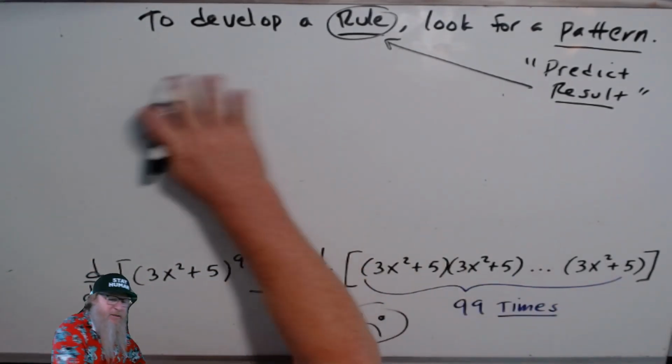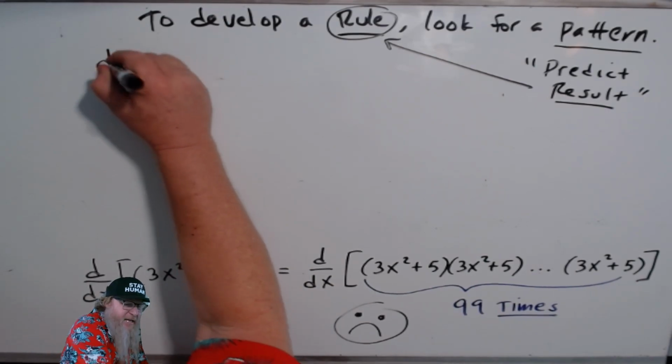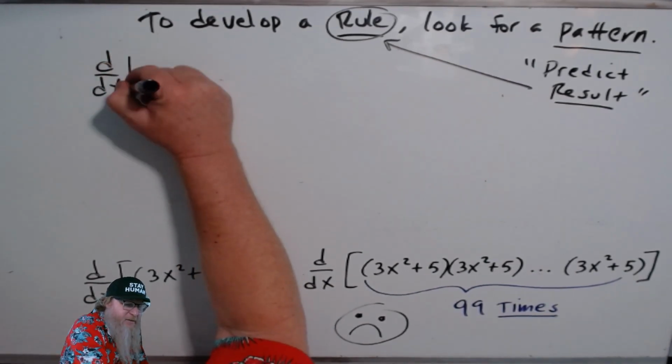So how do we do this? We're first going to take the derivative of just 2 factors.